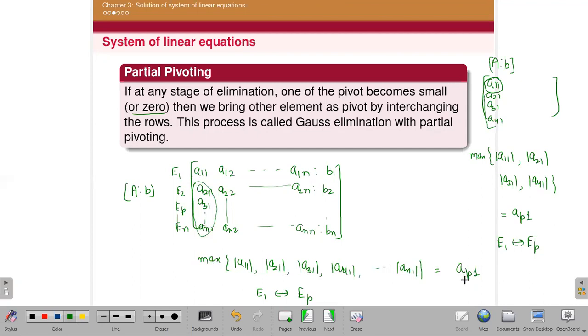I'm taking it in general. So if it is the pth row, suppose in the pth row you are getting the maximum number AP1, that is the largest of all the numbers in the first column entries. Then you replace the first row with the pth row.